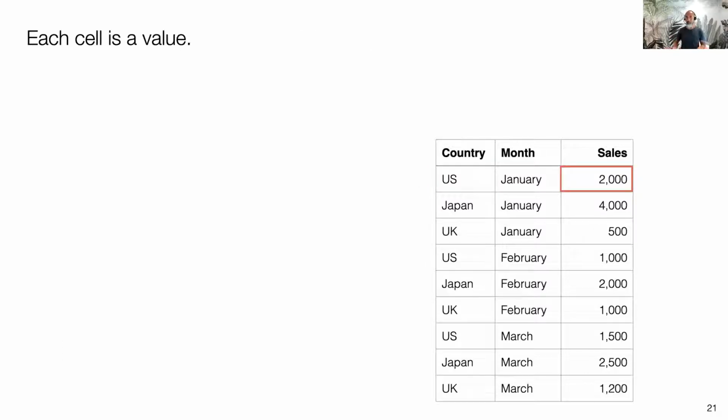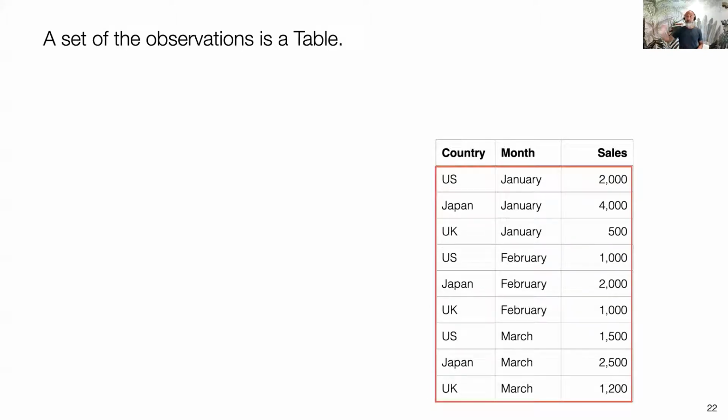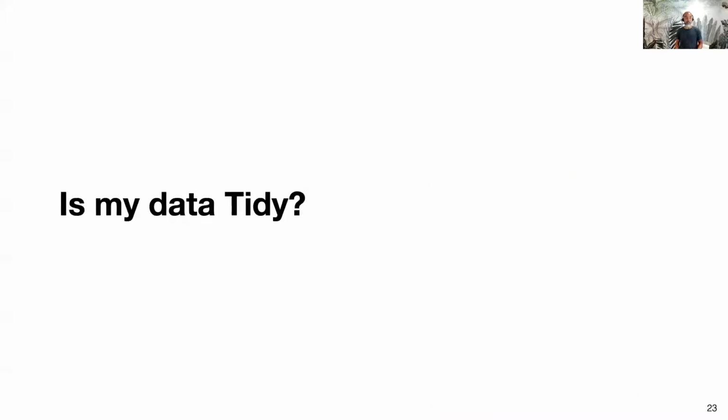This is kind of common sense, but it's not just 2000. It can be January, it can be US, anything. Any cell is basically a value. And you remember each row is an observation, but a set of observations is a table, or in this case, in the exploratory world or R world, it's called a data frame. Okay, so then is my data tidy? What is this whole tidy data thing?